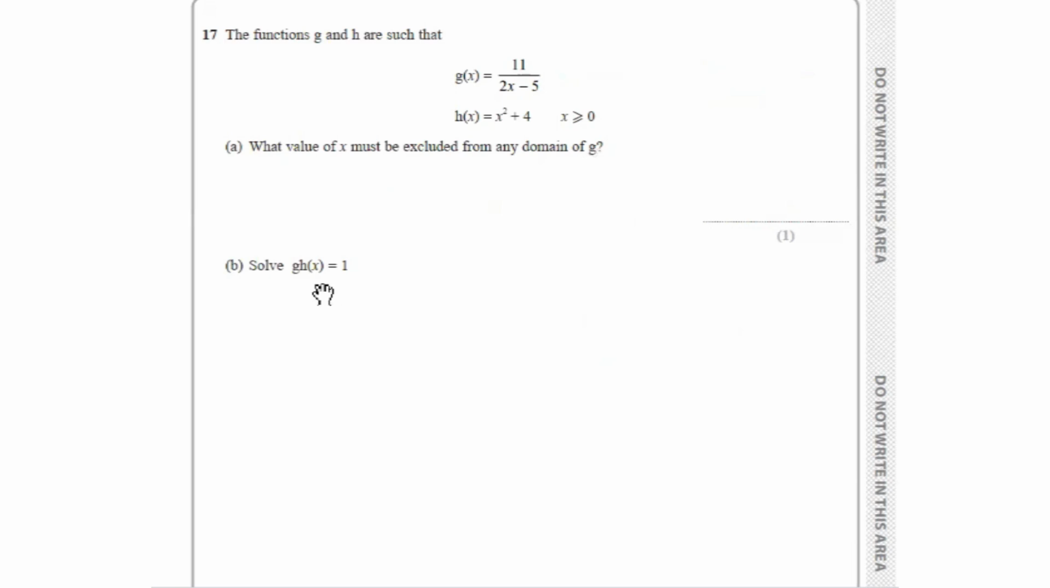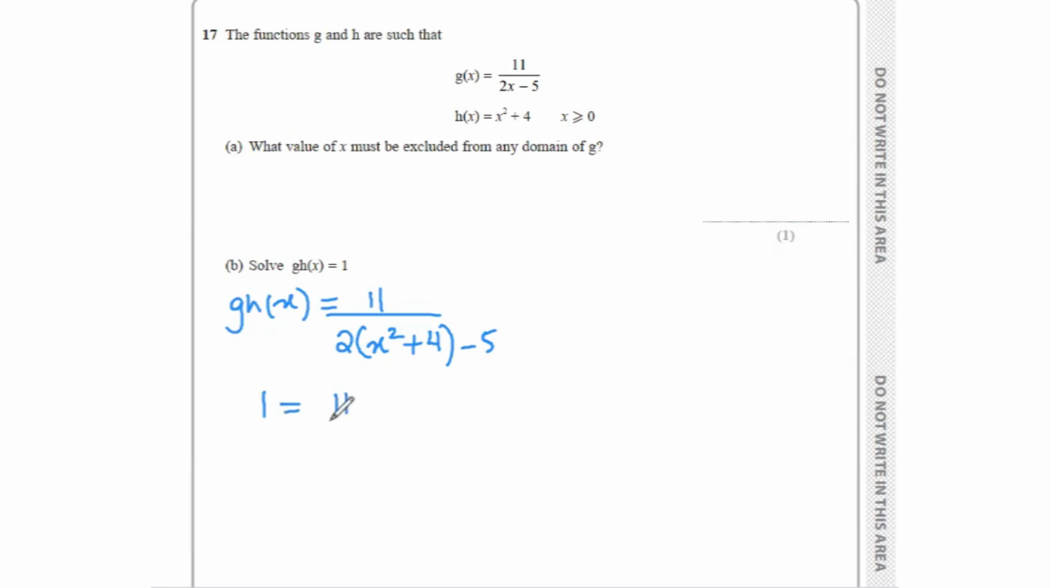Let's say solve g of h of x equals 1. So that means we're going to substitute h of x into g. Whatever function is written second, that is substituted in the first function. So g of h of x is 11 over 2 bracket x squared plus 4 bracket close minus 5. As you can see, we just replace the x with h of x because h of x is now the new domain of g of x.